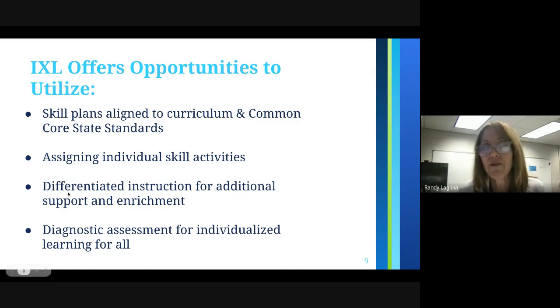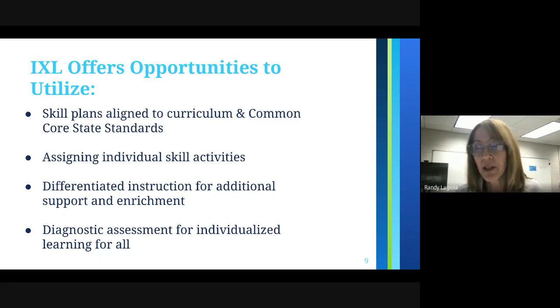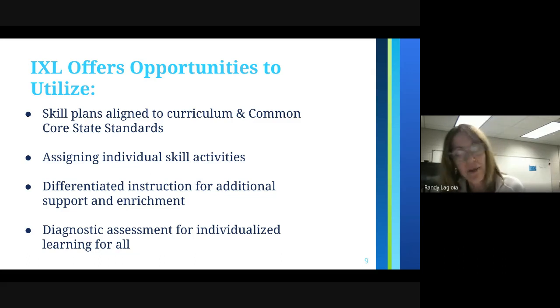IXL also offers a way for differentiated instruction, for additional support, as well as enrichment. So we'll go back to the example of the number line. If the third grade teacher is working towards putting fractions on a number line, there might be students who need support with putting whole numbers on a number line. So the teacher can assign that skill. We're still working on number lines, but maybe a group needs more practice just putting whole numbers on a number line, and then they can move to fractions on a number line.